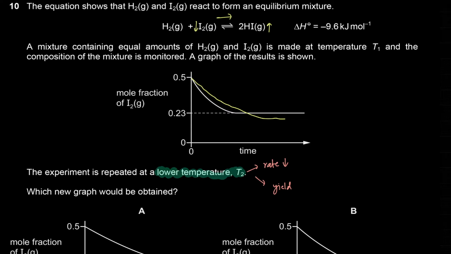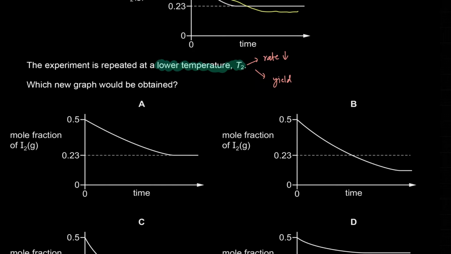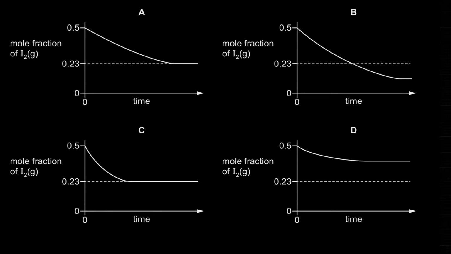So the graph will look something like this, right? So then the answer over here would be what then? It would be B.